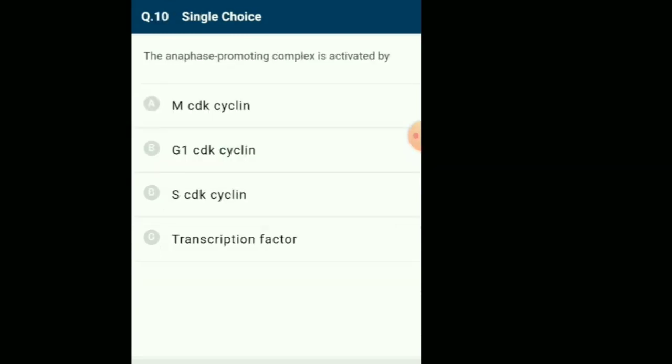Question number 10. The anaphase promoting complex is activated by? The cell cycle is controlled by enzymes like cyclin dependent kinases.